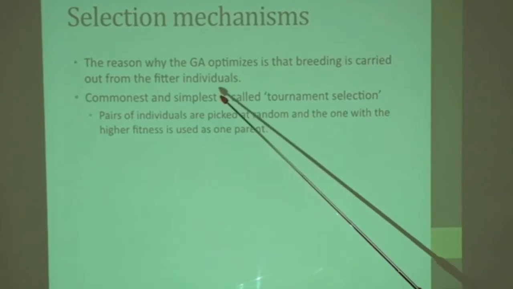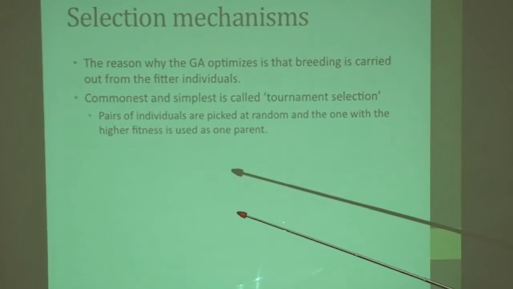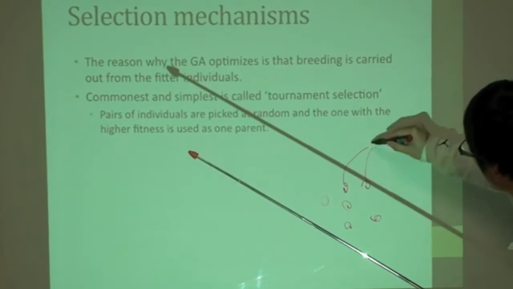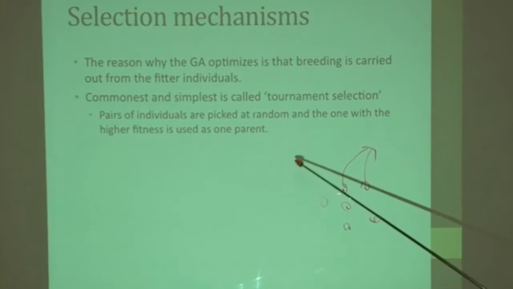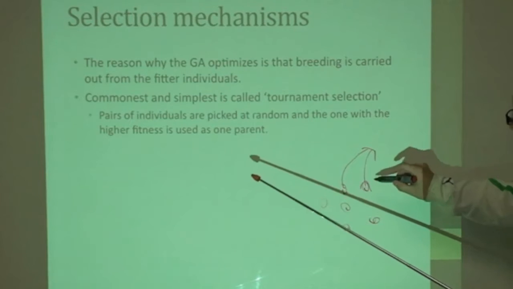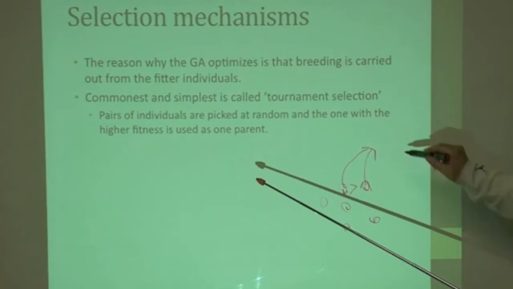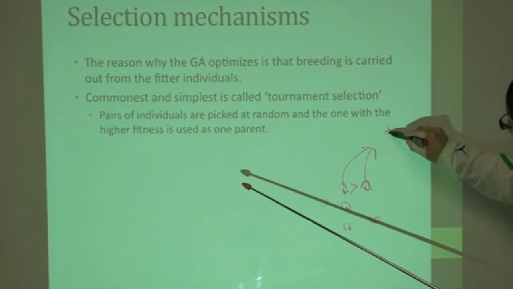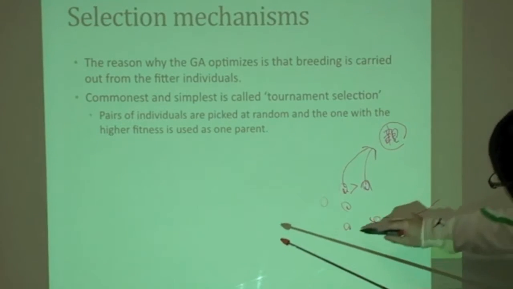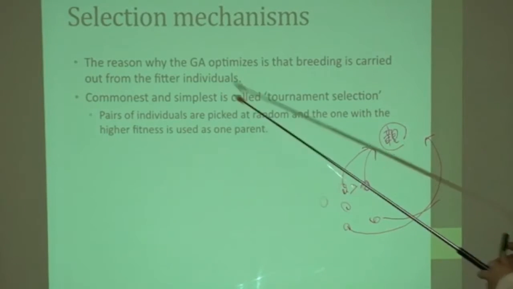The commonest and simplest is tournament selection. A pair of individuals is picked randomly, and the one with the higher fitness is used as a parent. The other parent is chosen in the same way.